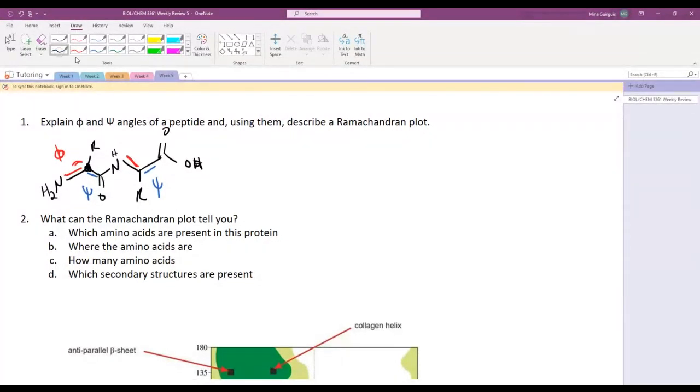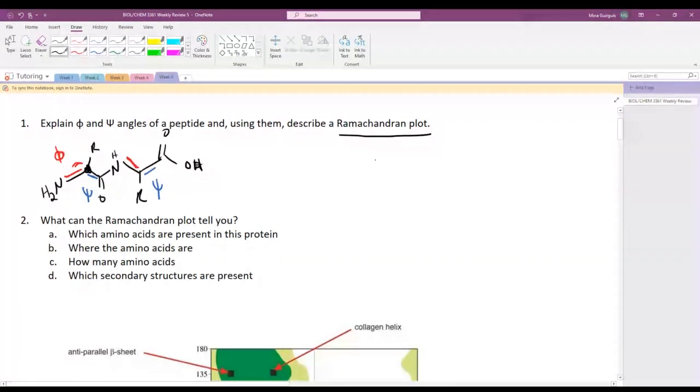So why do we care about these angles? We care about these angles because these angles tell us the conformation of our polypeptide chain. And this conformation is what builds this Ramachandran plot that tells us about our secondary structure.